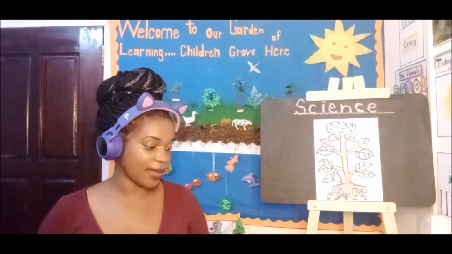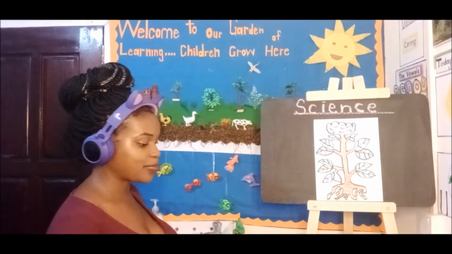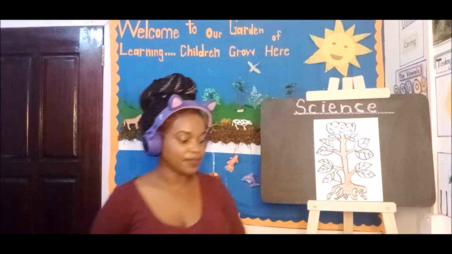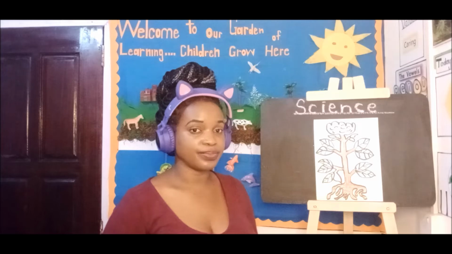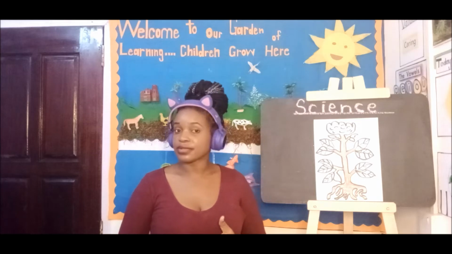Okay? Now let's talk about the stem. The stem supports the leaves and helps to transport nutrients to the plant also. And that process is called photosynthesis. You will learn more about that in primary school. Okay, boys and girls? So each part of the plant is very important: the leaves, the stem, and the root.